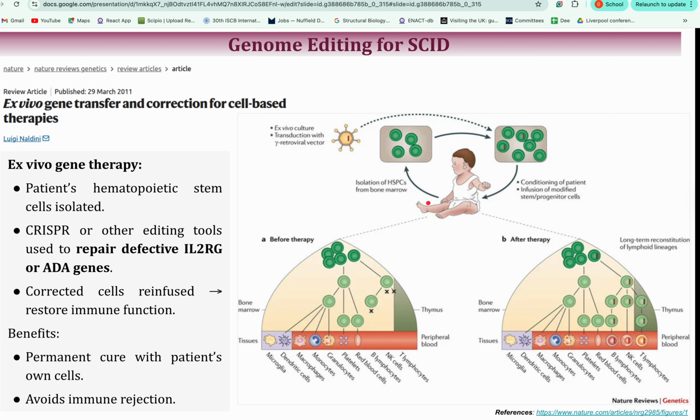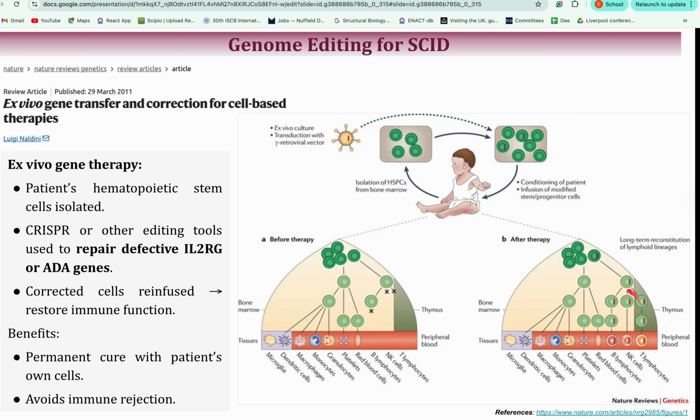Similar thing is shown here: if a child is suffering from SCID, we take his HSCs, which are the hematopoietic stem cells. They are isolated and then the gene therapy is done. After the gene therapy, we will see what the defect is, and we'll treat that defect. Previously it was defective, so the thymus was not completely formed, due to which T cells were not developed.